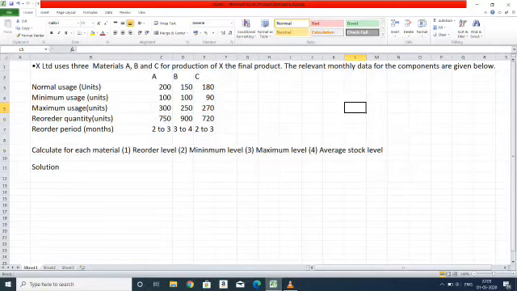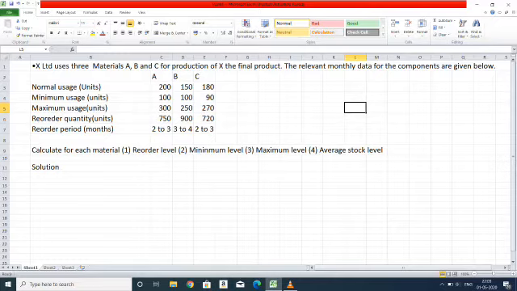X Limited uses three materials A, B and C for production of X, the final product. The relevant monthly data for the components are given below. Normal usage in units A, B and C: 200, 150, 180. Minimum usage in units: 100, 190. Maximum usage in units: 300, 250, 270. Reorder quantity in units: 750, 900 and 720.